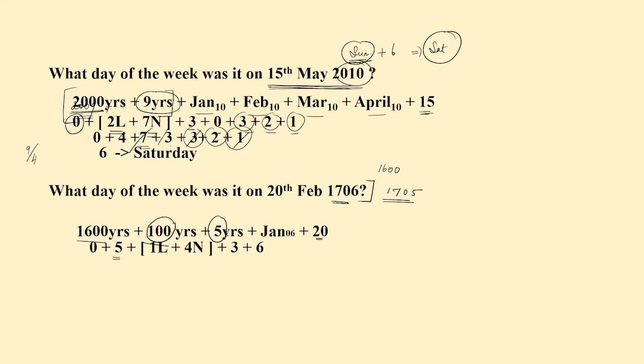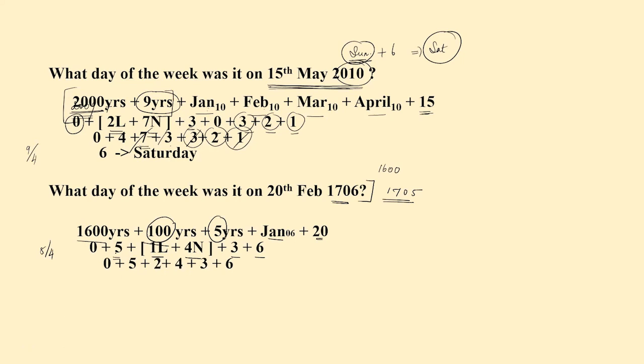Now 5 years, I don't have any predefined answers. So what I do is I figure out, first of all, how many leap years are there and how many normal years are there. In 5, divide 5 by 4, there's only one multiple of 4. So there will be 1 leap year, and the remaining 5 minus 1, there will be 4 normal years. And then January as usual has 3 odd days, and then 20 days divided by 7 gives 6 odd days.